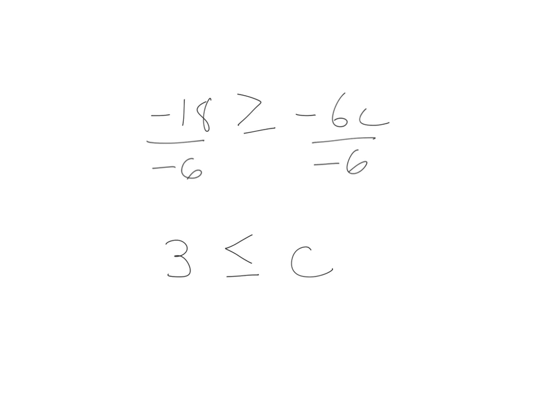So when we divide by a negative, we have to remember to reverse that sign. Notice here, it's greater than or equal to, and then we turn it around, and we have less than or equal to, all because we divided by a negative. The same is true if we have to multiply by a negative.